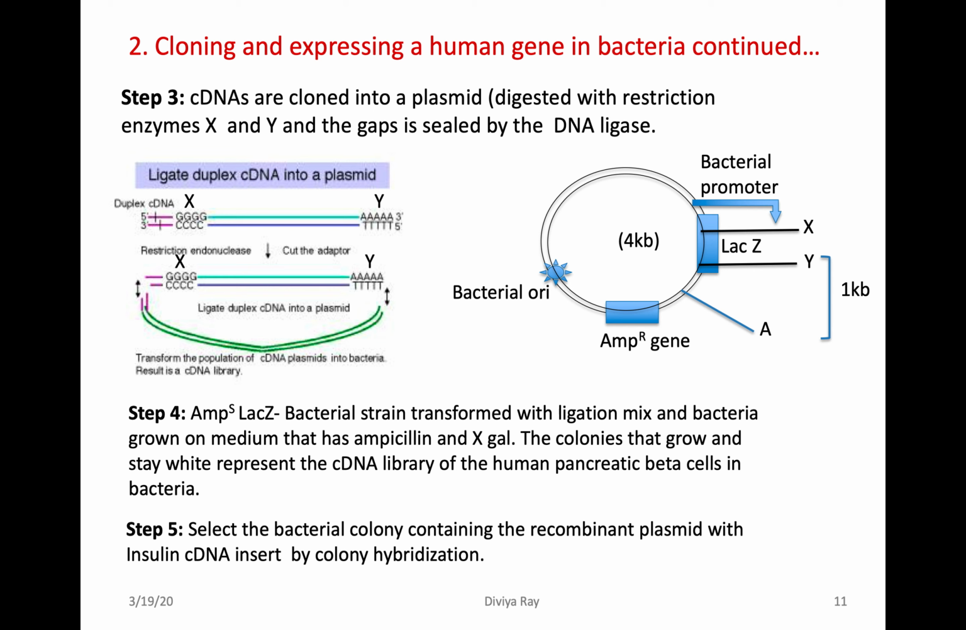So once you have created the cDNA library, you have to figure out which of the bacterial colonies in this cDNA library essentially has the gene of your interest. So you can once again do a colony hybridization to figure out the bacterial colony that has the gene of your interest.